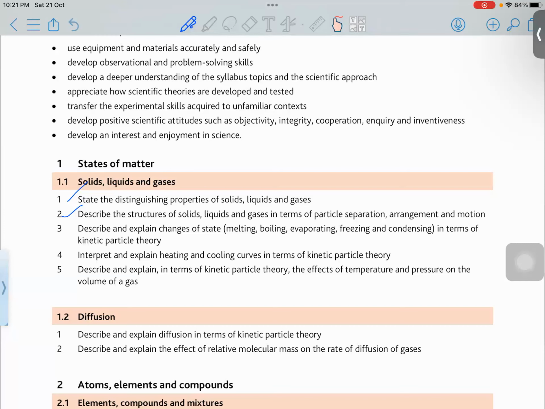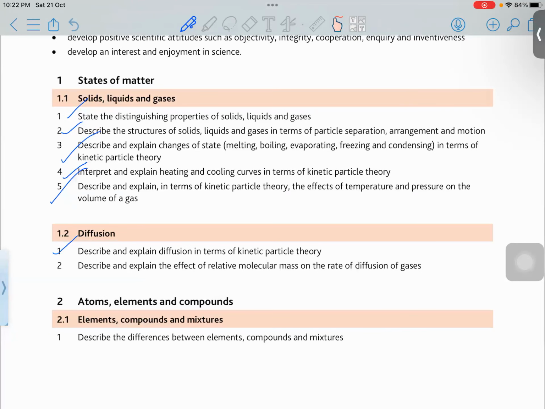Interpret and explain heating and cooling curve. Describe and explain in terms of kinetic molecular theory the effect of temperature and pressure on the volume of a gas. Then we have described and explained diffusion in terms of kinetic molecular theory. Describe the effect of relative molecular mass on diffusion. So we have completed the first chapter, right? Yes, sir.